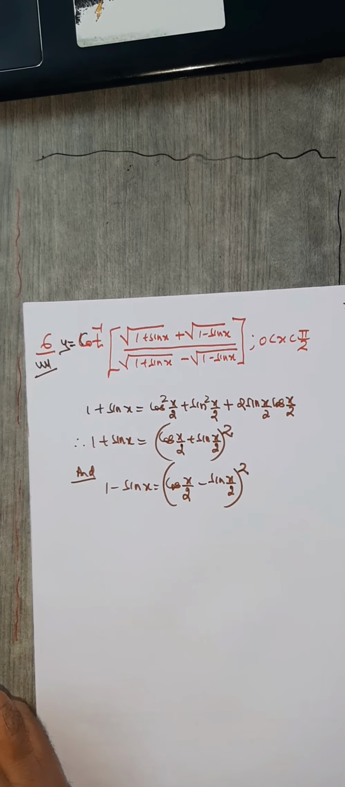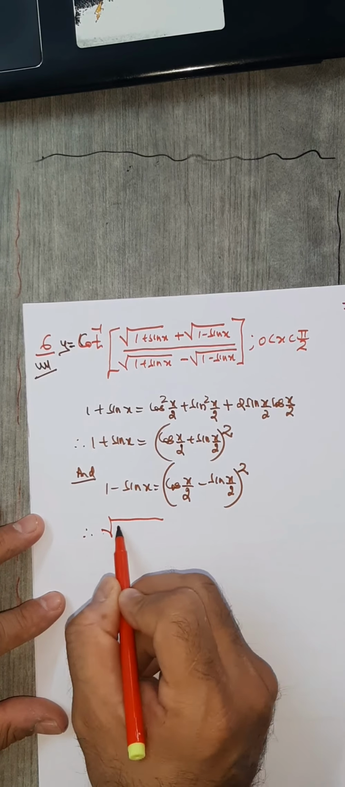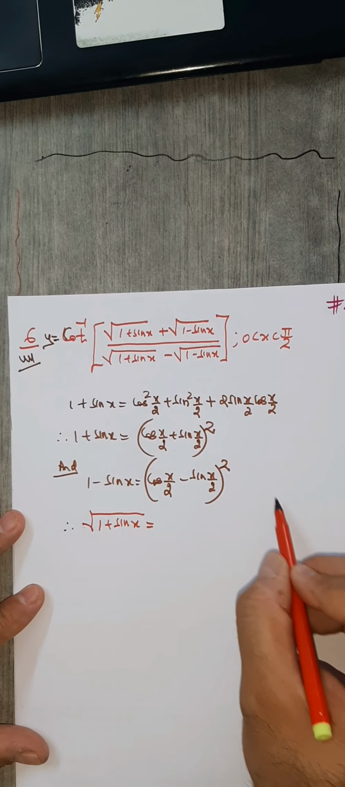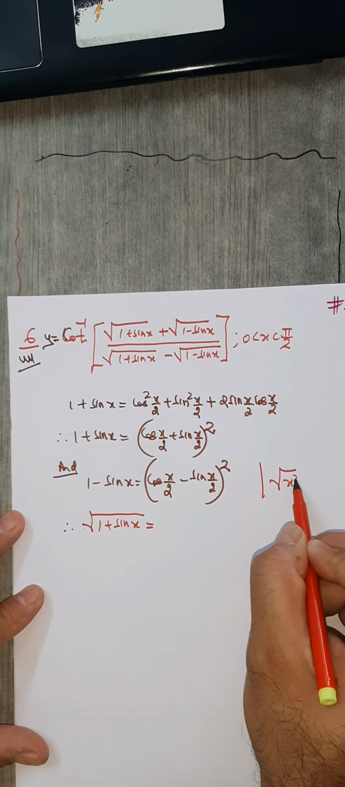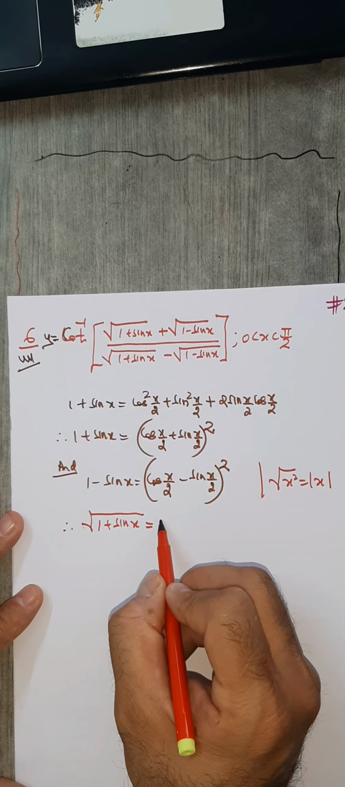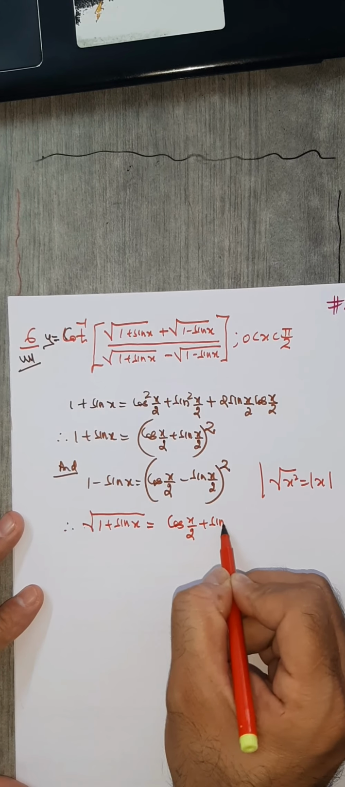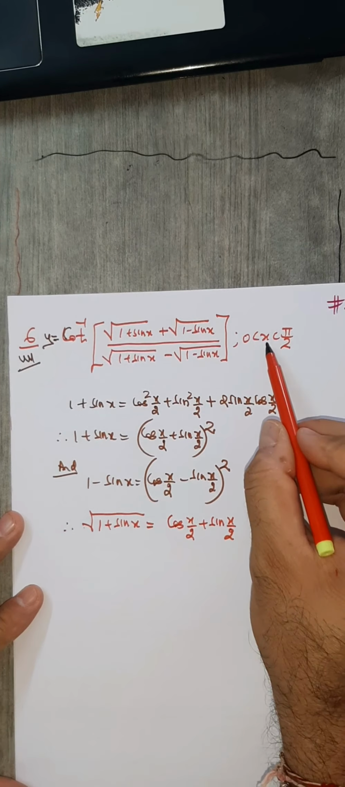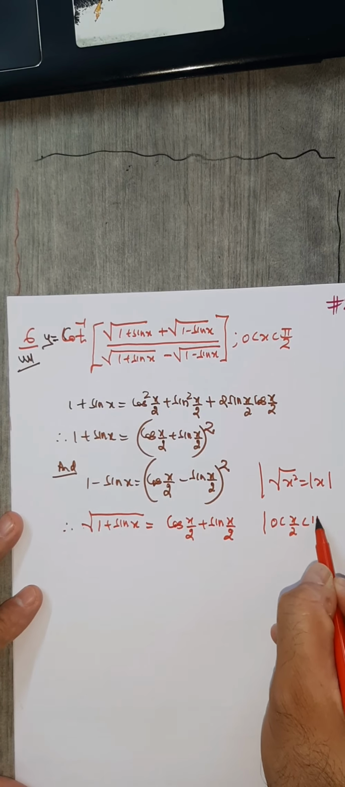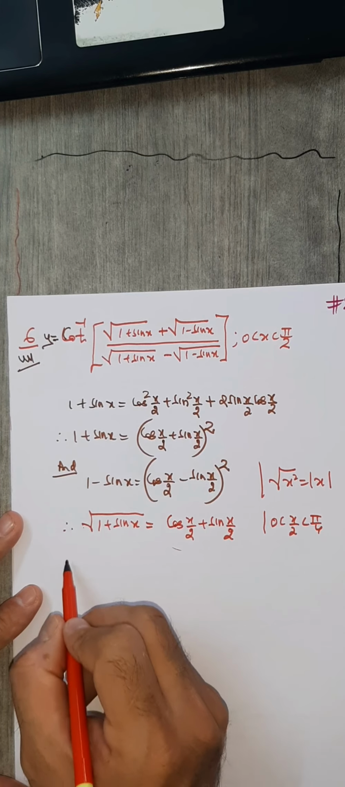Fine. Now we take the square root here. So if I take the square root, on the right hand side you have modulus. This one you know very well. What is root of x square? It's modulus x. So here modulus of cosine x by 2 plus sine x by 2. But here x by 2 is from 0 to pi by 4, remember. So it will be in the first quadrant, so this is positive. So modulus x will be just x.